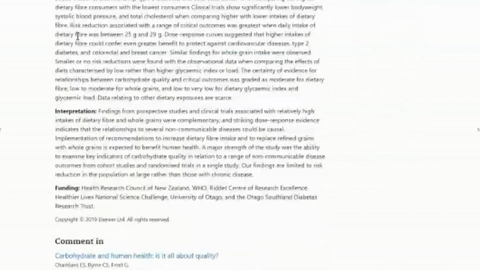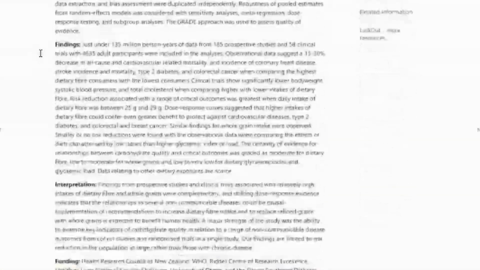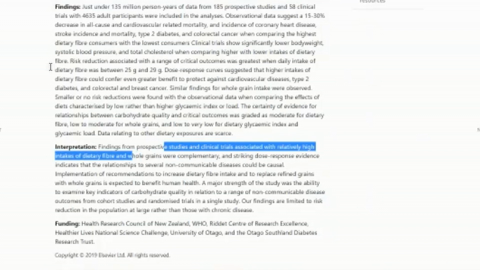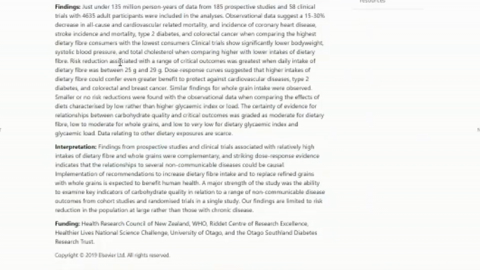So we look at the conclusions. I think it's kind of like the findings, interpretation. It's basically an overview. Findings from prospective studies and clinical trials associated relatively high intakes of dietary fiber and whole grains were complementary. So relatively high, not very specific. Maybe they've outlined that in the study, but they should have probably mentioned that there. I don't know. Dietary fiber and whole grains were complementary. Right. So how valuable is this?